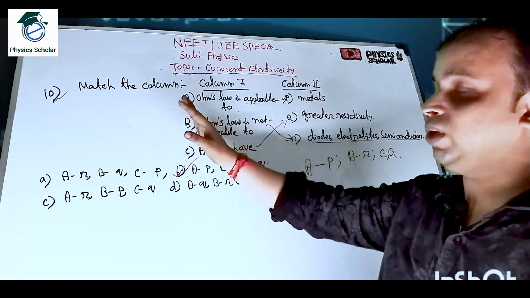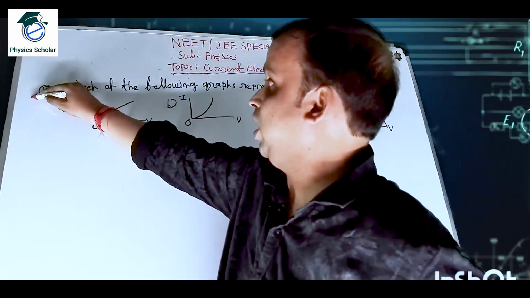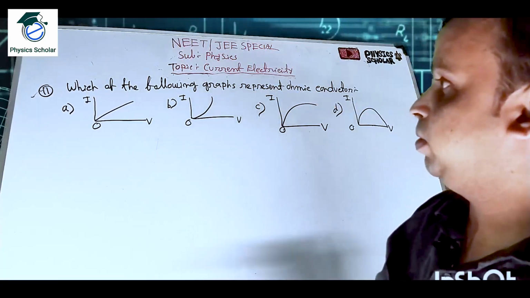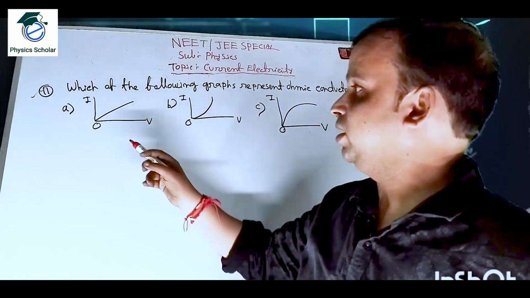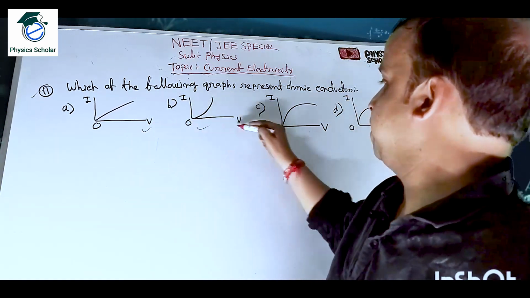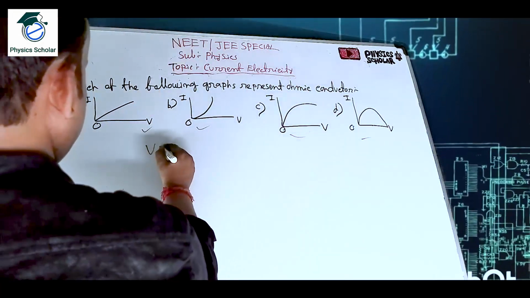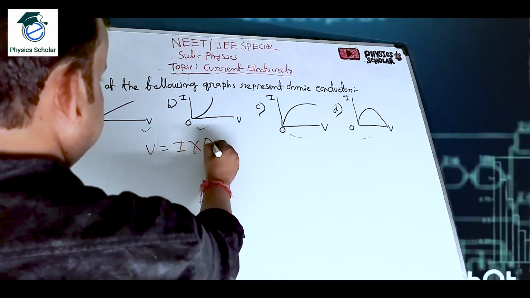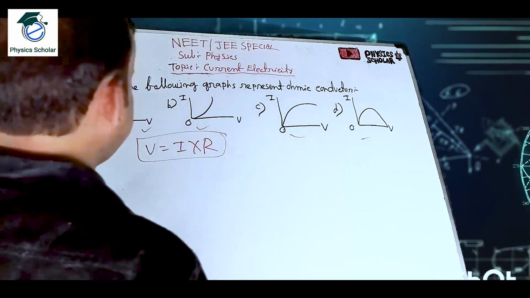Now let us move to problem number 11. Okay students, so now it is problem number 11. Which of the following graphs represents the Ohmic conductor? Very easy. Clear? So 4 graphs are given. What do we know from Ohm's law? V is equal to I into R. So that we know from Ohm's law. Clear? So it is nothing but the equation of a straight line.